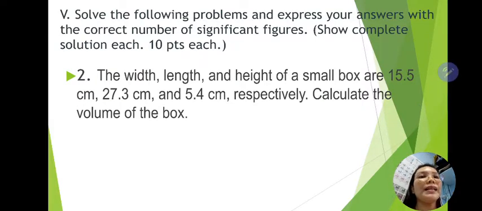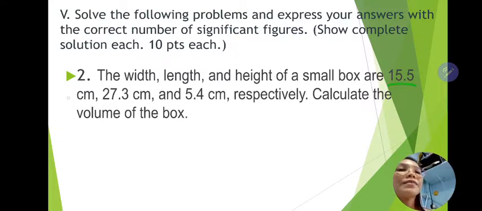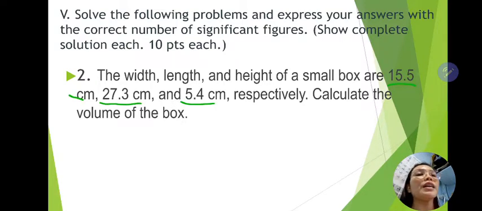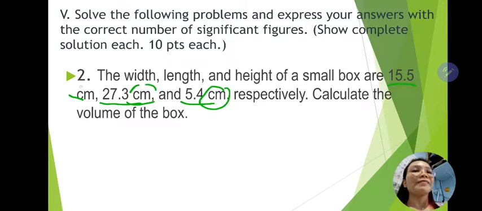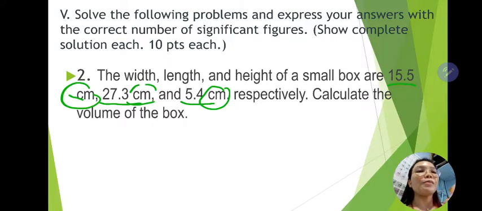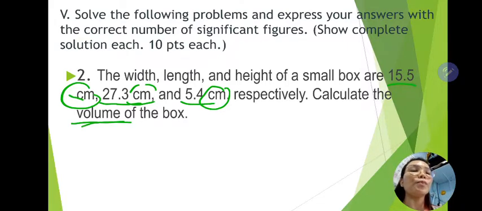So, the width, length, and height of a small box are 15.5 cm, 27.3 cm, and 5.4 cm respectively. Calculate the volume of the box. So, usually sa mga ganitong problems, you have to consider kung ano yung mga given data. So, in this problem, we have all of the given measurements in centimeters. So, wala tayong magiging problema. So, ang hinahanap ay volume.